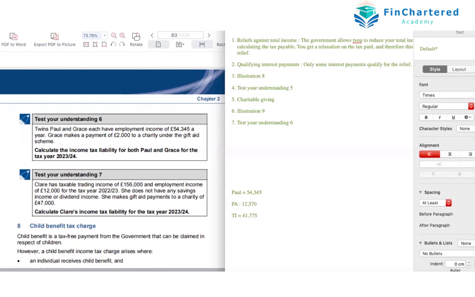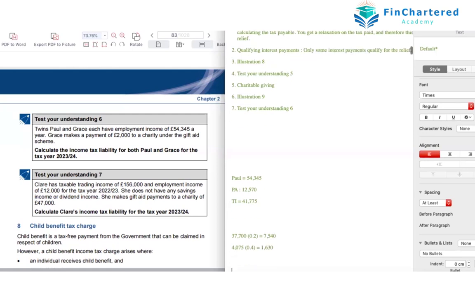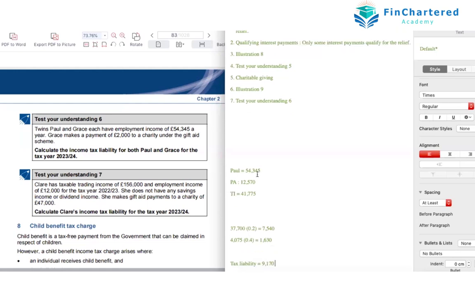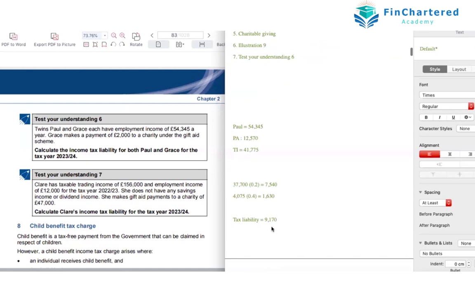Now, 37,700 will be taxed at 20%, which is 7,540. And the excess over 37,700 is 4,075, which is taxed at 40%. So how much is that? 1,630. Therefore, his total tax liability is 9,170. So Paul's life is very easy. Coming to Grace.